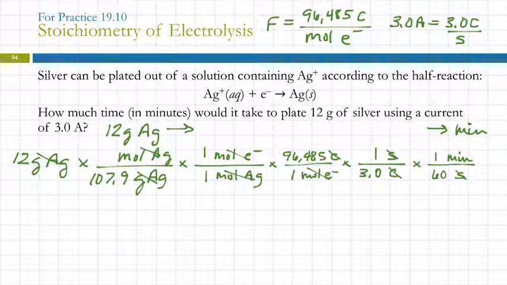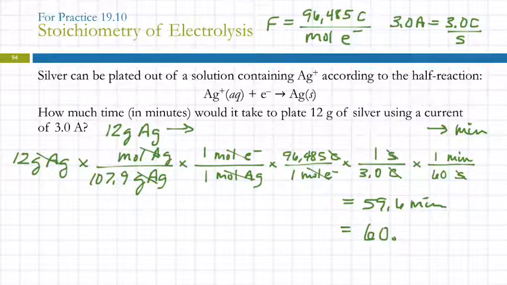Okay. So 12 divided by 107.9 times 96,485 divided by 3 divided by 60. And we come up with 59.6 minutes. And then let's practice our sig figs. This is 2 sig figs. That one's 4, exact, 5, 2, exact. So we'll go with 2 and say this is 60 minutes.